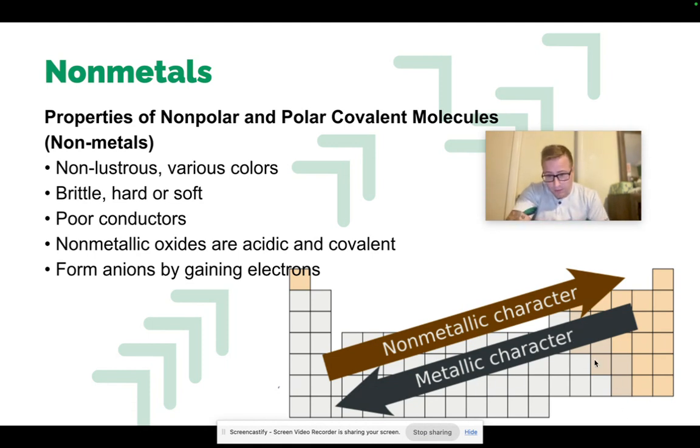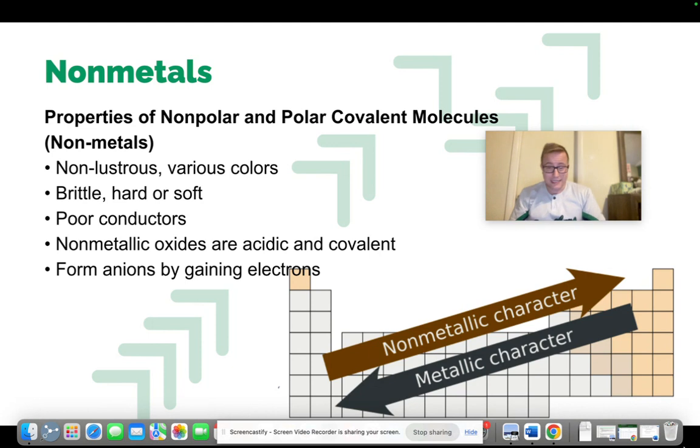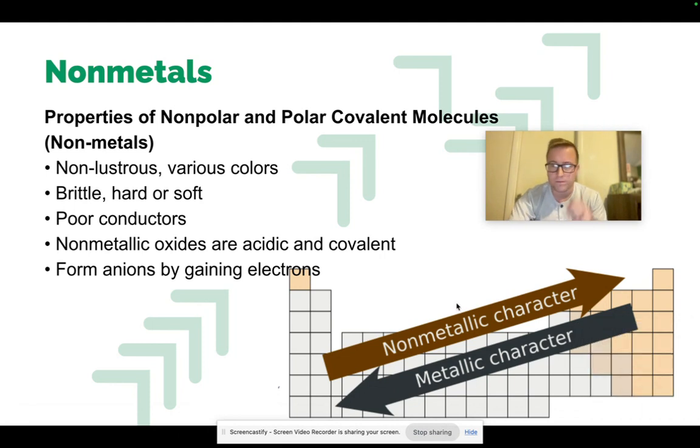And you have a little mix here, which are called the metalloids. They are similar to metals, but they also have properties of nonmetals. You can be a mix. They are the grayish brown instead of the orange.